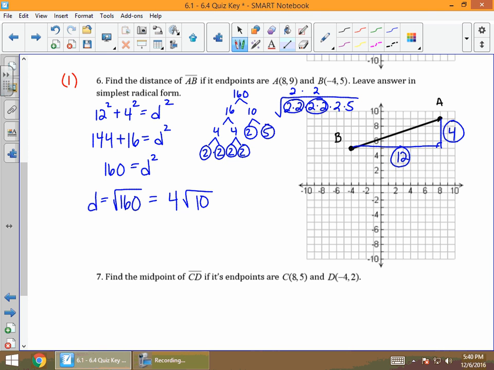If I saw the square root of 160, I gave you half credit. Because hopefully on a multiple choice test, you can type into a calculator the square root of 160. You can type in 4 radical 10 and make sure that those two things are equivalent to one another.